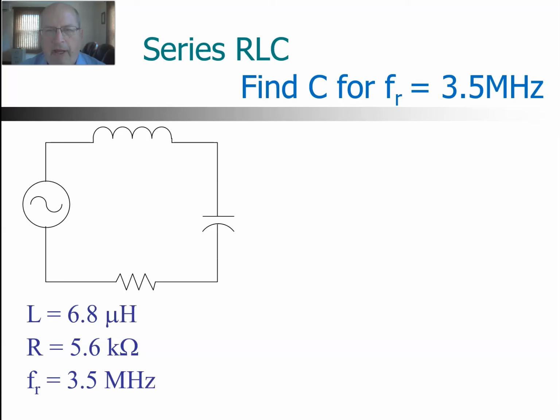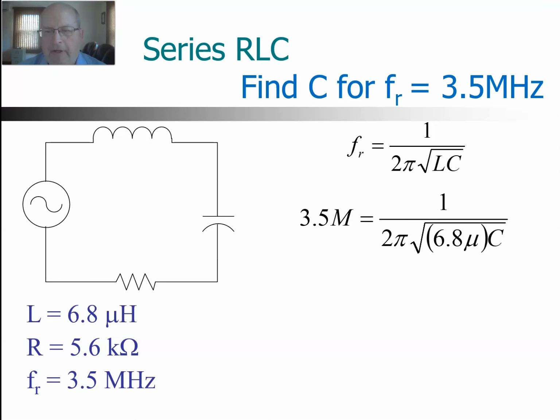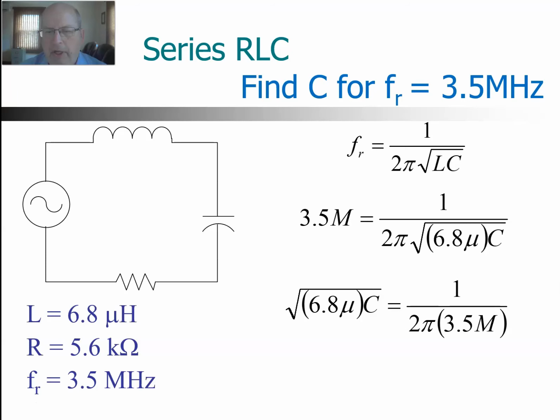So I have to do a little bit of algebraic manipulation here. Taking the formula, we'll plug in the values. I find it a little bit easier to put the numbers in first before I solve for the unknown. You can solve for the unknown first if you are comfortable with algebra. A lot of people find that a little bit easier to do. I rearrange it a little bit and solve for C, and I get 304 picofarads.